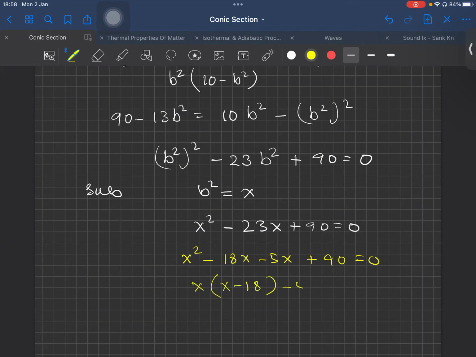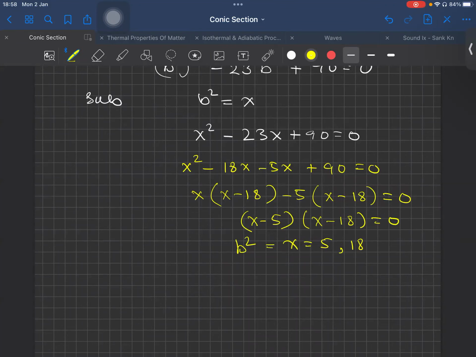Sir, I'm getting 18 or 5. Is that correct? Yes, sir. 18, comma 5. Sir, x minus 18 is equal to 0. So x we are getting 5 and 18, right? That means x is what? b square. Isn't it? b square. That means we are getting 5 and 18. That's what we are getting now.